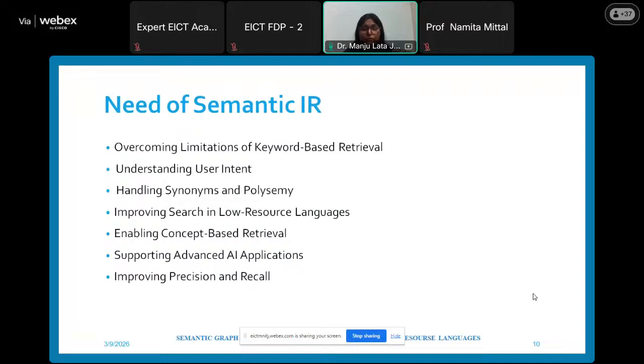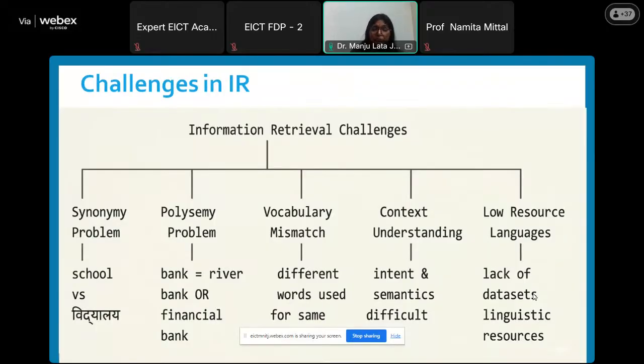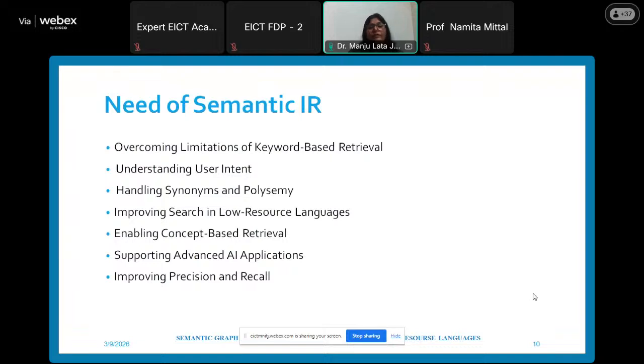So to address these challenges: synonymy, polysemy, vocabulary mismatch, context understanding, low resource languages. To address all these kinds of problems, we need to have rich semantic based information retrieval systems which address all these semantic variations, all this semantic relationship. So overcoming limitations of keyword based retrieval, the very first thing which semantic IR will be addressing is that it will not rely on lexicographical similarity. Rather, it will also take care of semantic relationships, understanding the user's intent, in which particular sense the user is using a particular term, handling synonyms and polysemy.